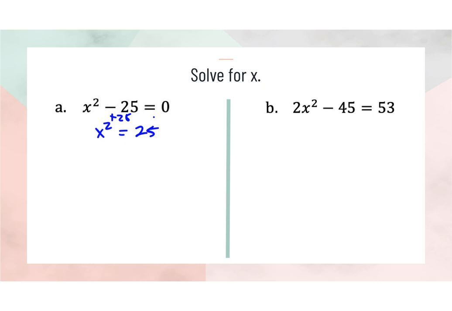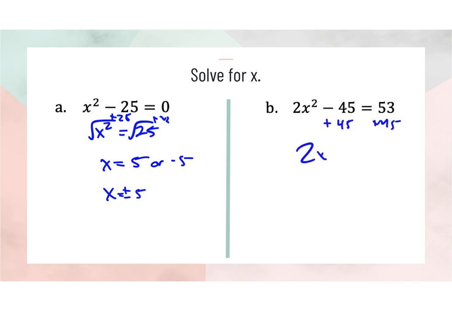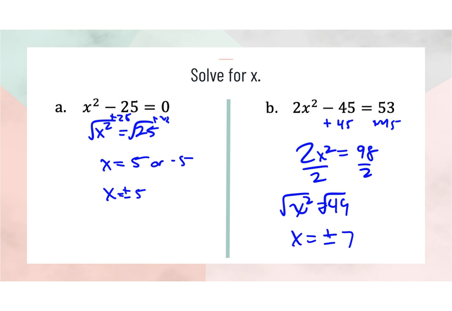So add 25, square root. So x is going to either equal 5 or negative 5, or written like this: x equals plus or minus 5. So here, add 45, 2x squared equals 98. Divide by 2. Square root, x is going to equal plus or minus 7.